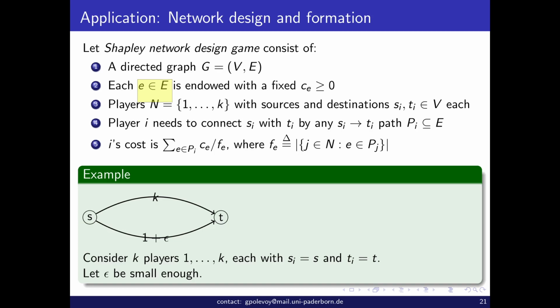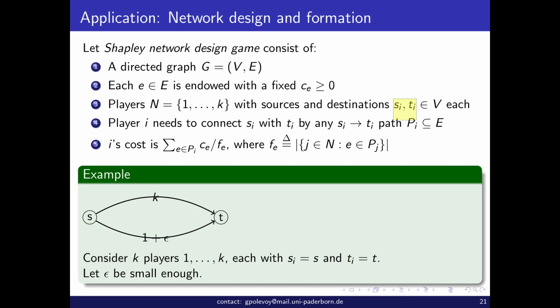And the players, there's a finite number of players, k, so it's a proper game. Each player is endowed with a source and a destination. The source and the destination of player i are denoted by s_i and t_i, respectively. These are just some distinct nodes in this graph. Of course, different players may happen to have the same sources or the same destination. So the source of one player can be the destination of another player. So there are no rules about that. Simply each player is endowed with a source and a destination.